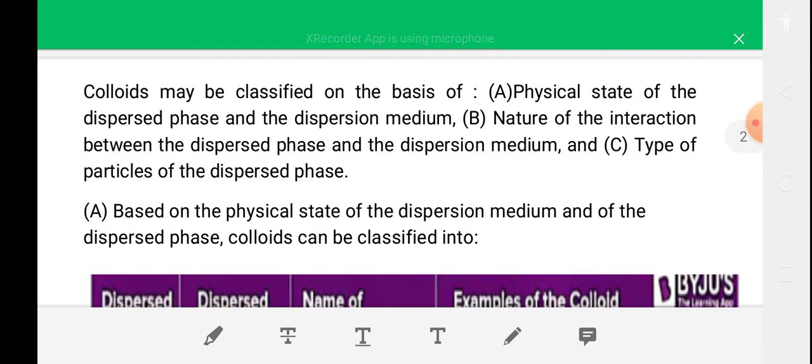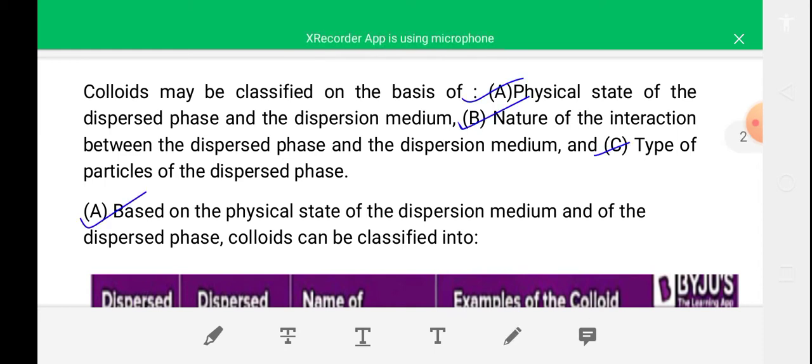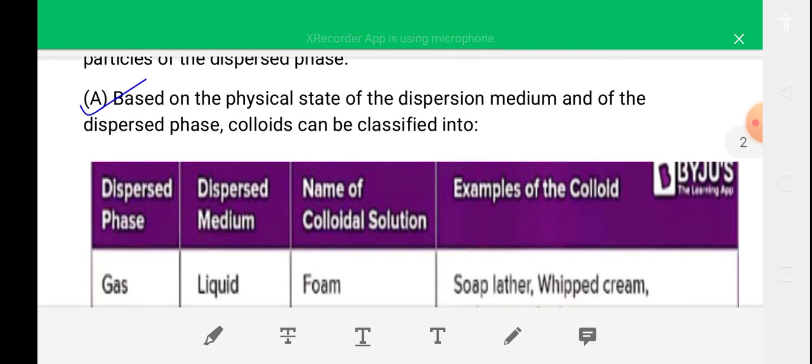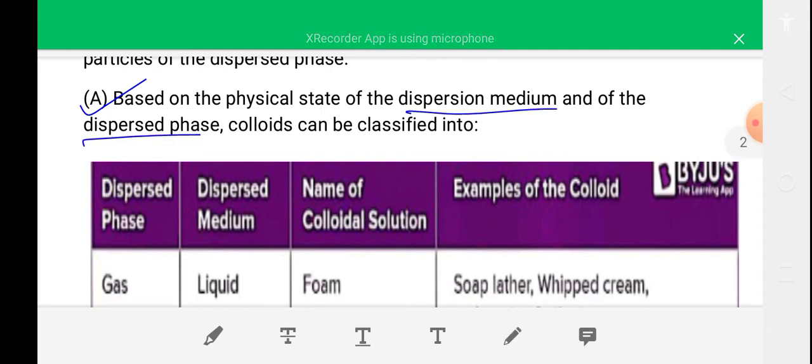Colloid may be classified on the basis of the physical state of dispersed phase and dispersion medium, the nature of the interaction between dispersed phase and dispersion medium, and the types of particles of the dispersed phase. Okay, so three types of classification of colloid. The first type of classification is based on the physical state of dispersion medium and dispersed phase. Colloid can be classified into 8 classes based on the physical state of dispersion medium, that is solvent, and dispersed phase, that is colloid particles, that is solute particles.